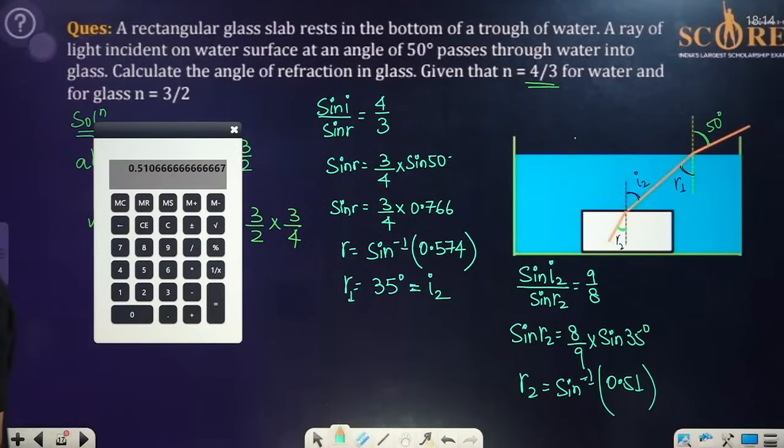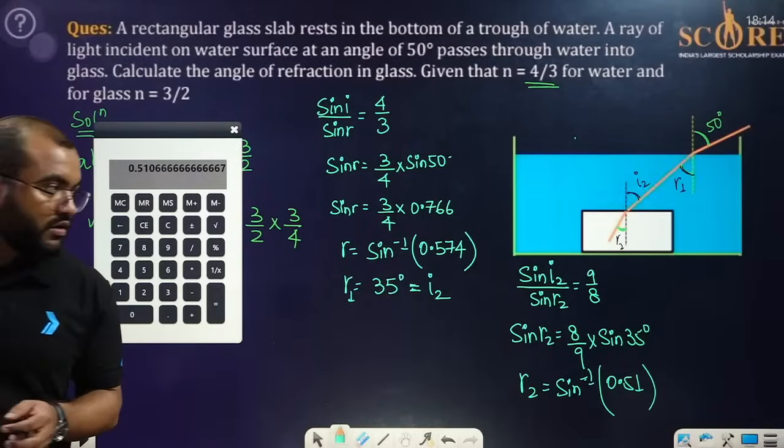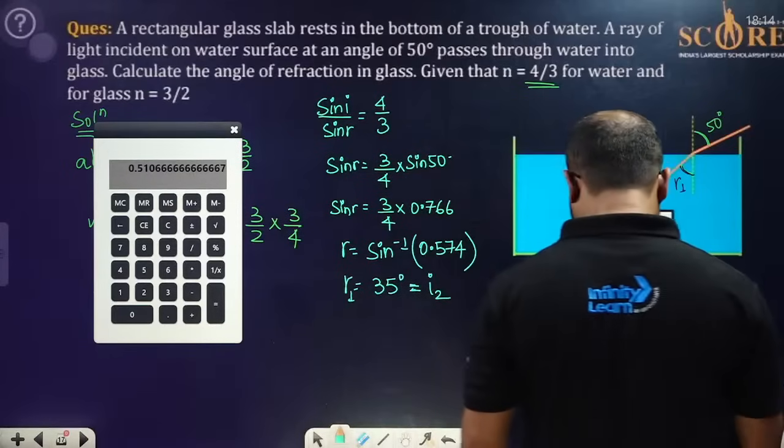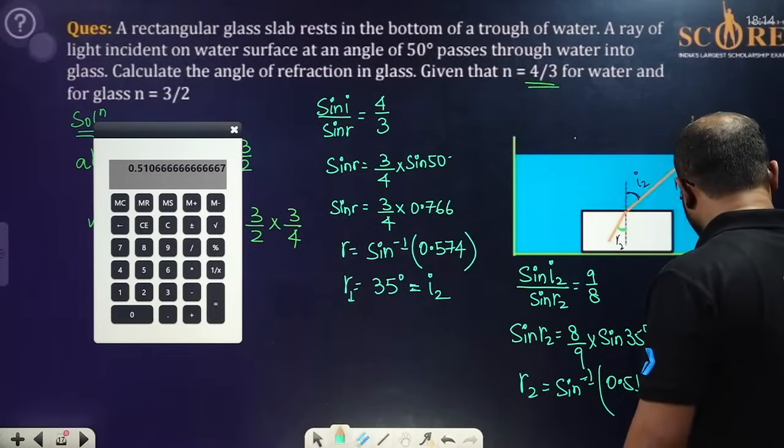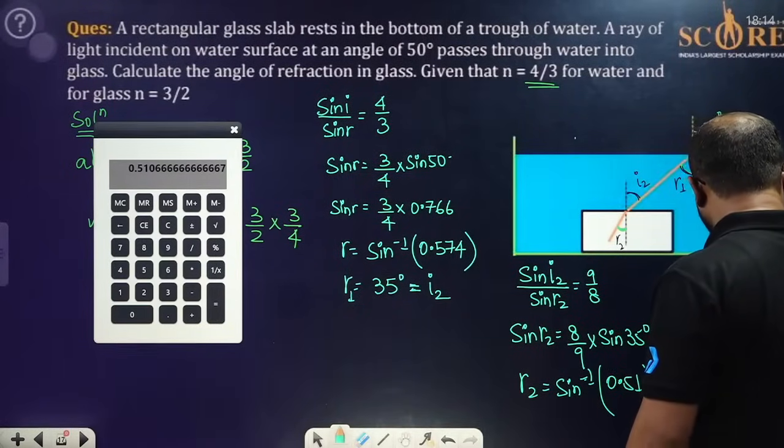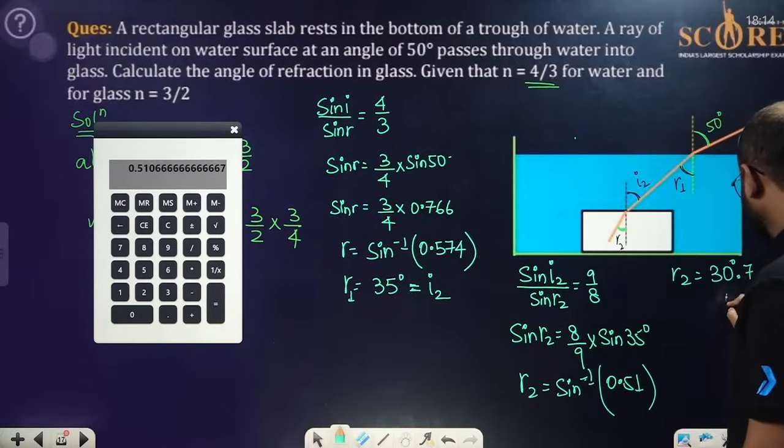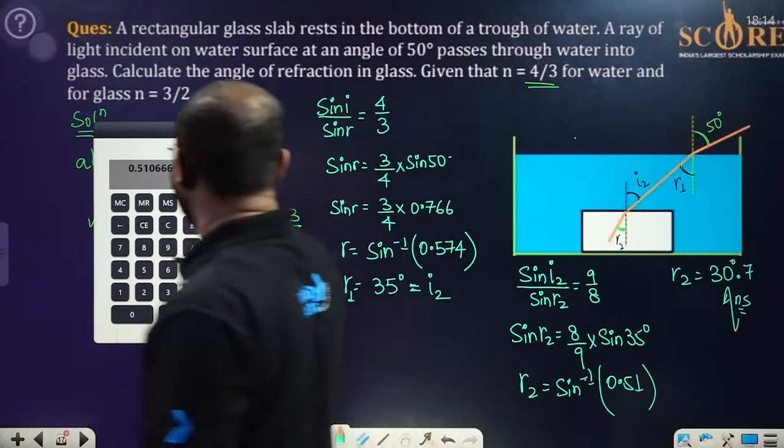So 0.51, more precisely 0.5107, so R2 will be equal to about 30.7 degree. I believe so. That will be your answer.